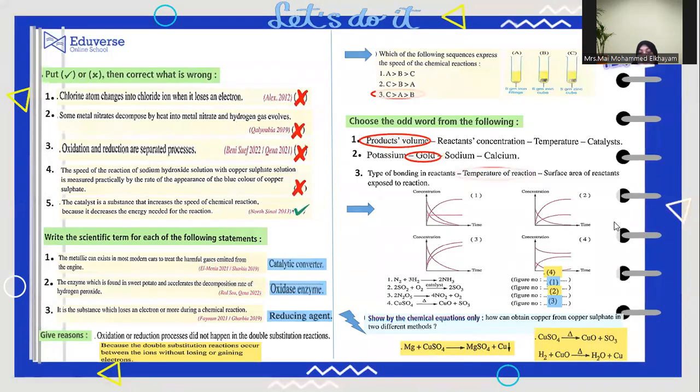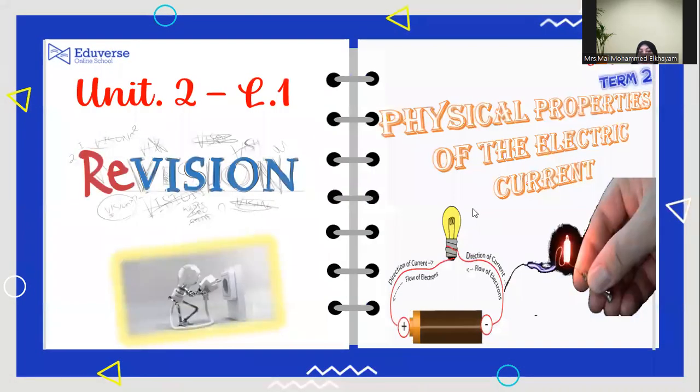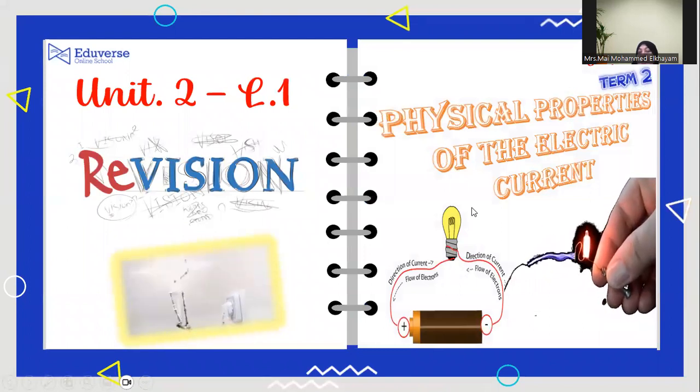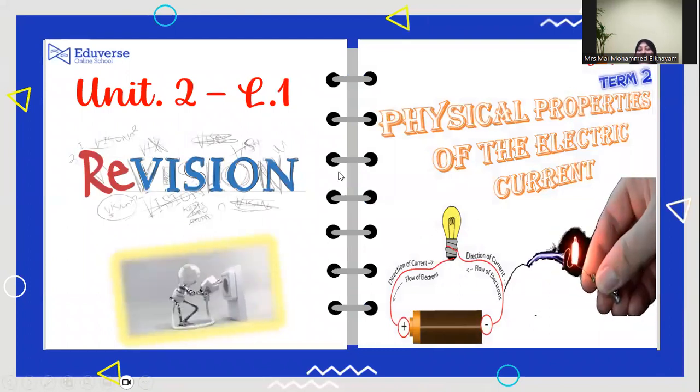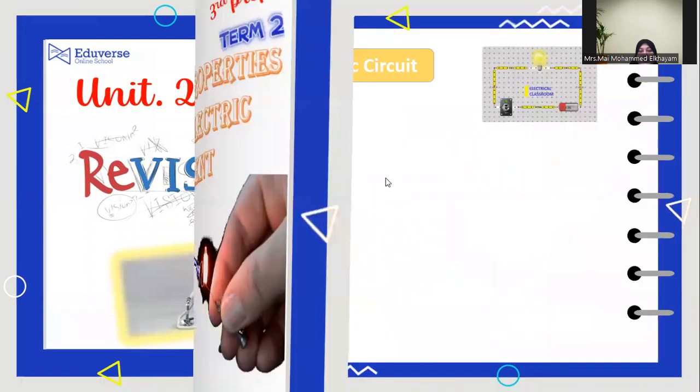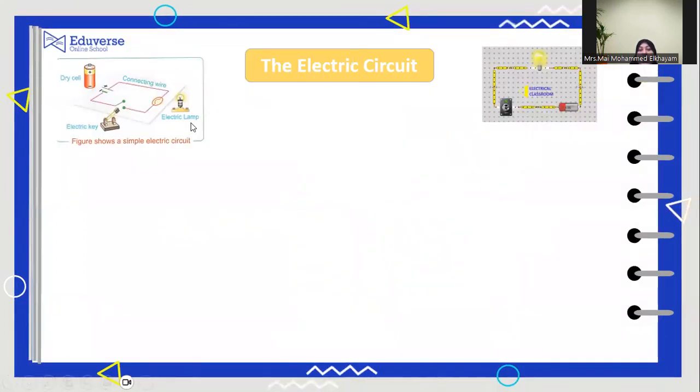So let's go. Welcome back with Unit 2, Lesson 1, which is physical properties of the electric current. Let's see the electric circuit. We all know that we have electricity and we use it every day and so on. But what about this electric circuit? It is composed of an electric key or switch, an electric lamp, a connecting wire, and a dry cell.